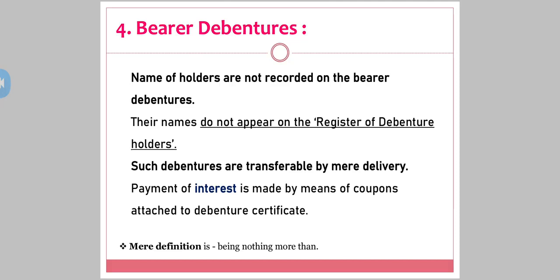Payment of interest is made by means of coupons attached to the debenture certificate. Okay, there would be certain small coupons that are attached to the certificate. So the bearer or the holder of the debenture is entitled to get the interest by giving coupons to the company. Now see, this is an example of a bearer debenture. You can see the debenture certificates, and these are the small coupons that are attached. These coupons can be taken to the company every year or every fixed period or every fixed interval.